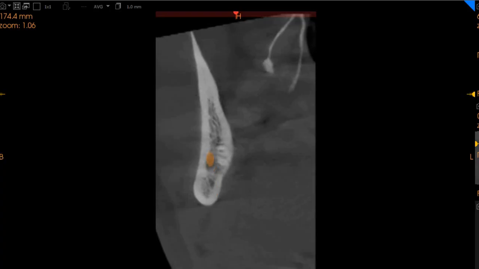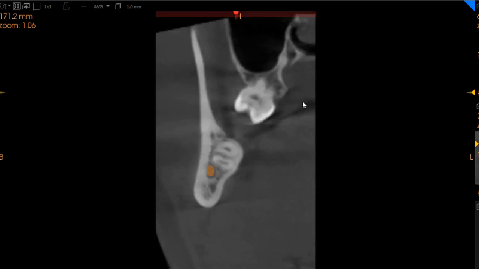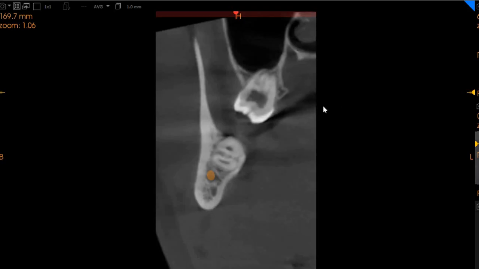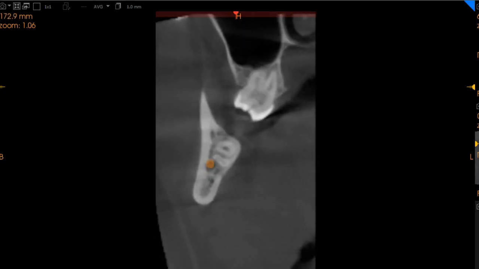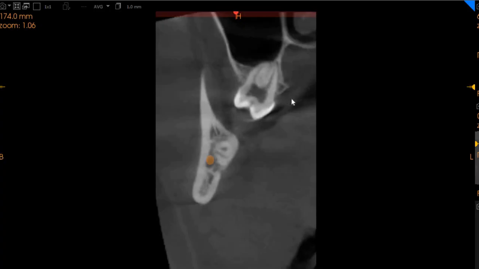Now moving to the upper left 8. This is the upper left 8. The upper left 8 definitely has a crack or a cavity, which you can see right here. It's not as angulated as the upper right 8, and the roots are very much fused and not as widespread.